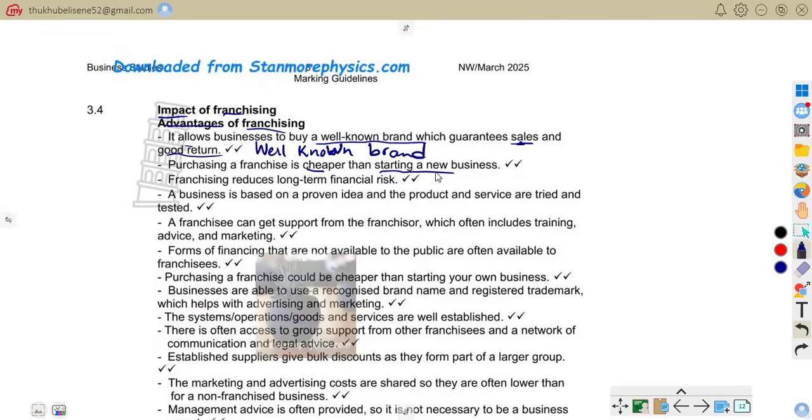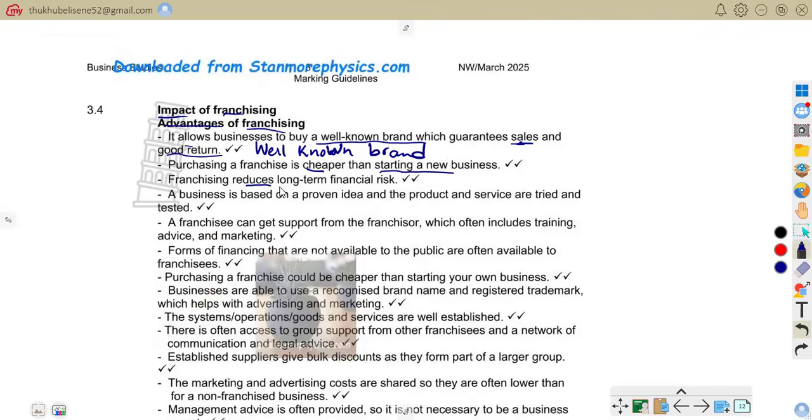When you purchase a franchise, it's cheaper than starting a new business, because the business already has a reputation, customers are there already, the business is known already. So the business model is already proven and successful. For example, the franchise system already has successful operating procedures. That is why we say it's cheaper than starting from scratch.